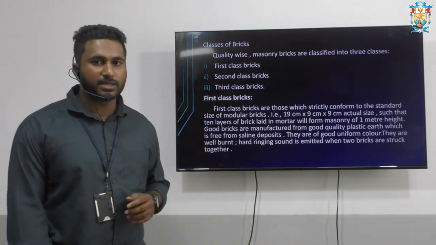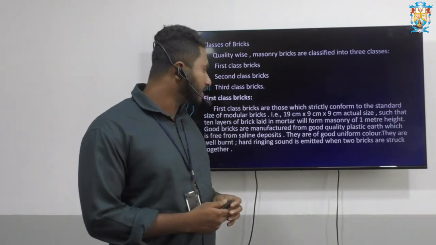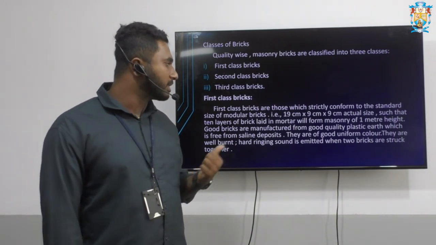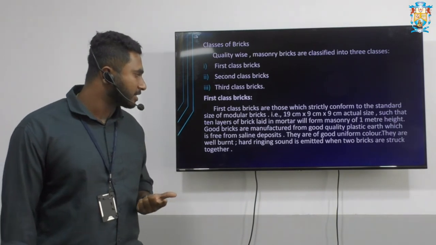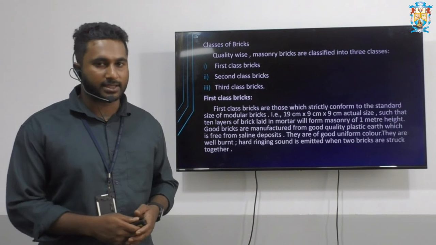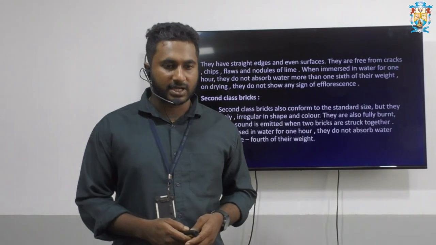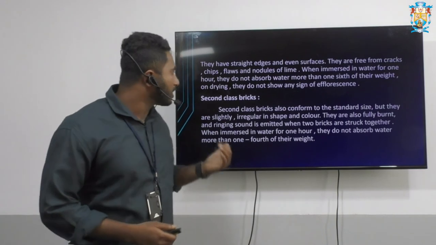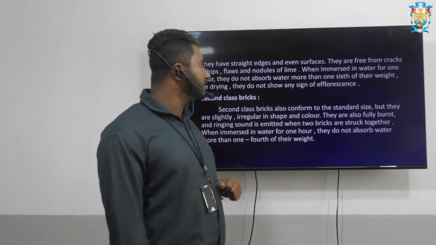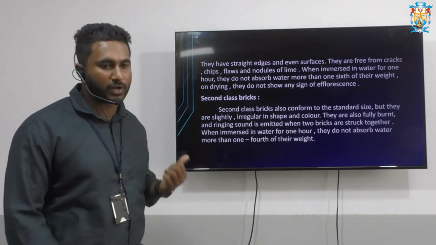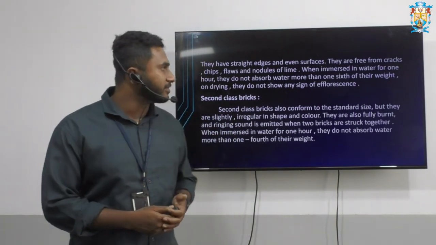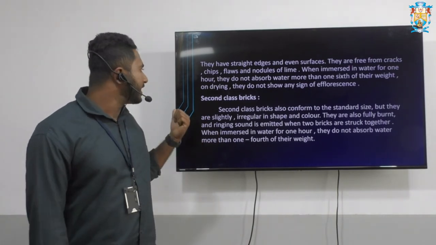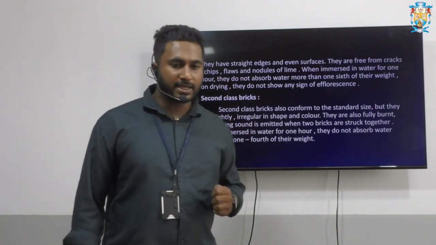Good bricks are manufactured from good quality plastic earth which is free from saline deposit. They have a good uniform color, are well burnt, and a hard ringing sound is emitted when two bricks are struck together. They have straight edges and even surfaces, and are free from cracks, chips, flaws and nodules of lime. When immersed in water for 1 hour, they do not absorb water more than 1/6 of their weight on drying, and they do not show any sign of efflorescence.